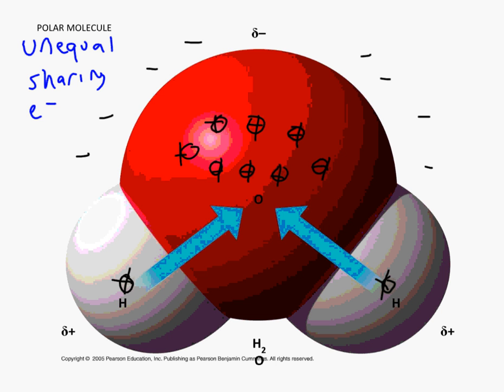And so what ends up happening? The oxygen end of this atom, because this is a 3-dimensional structure, has a slightly negative charge. The hydrogen ends of this atom have a slightly positive charge. And so we call this molecule polar because it has these positive, negative ends.